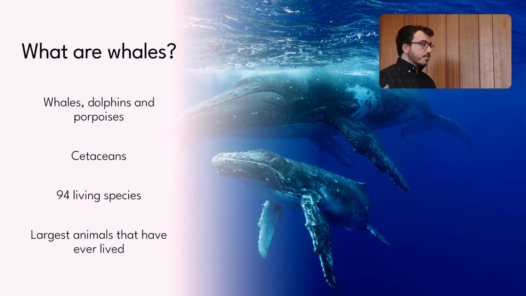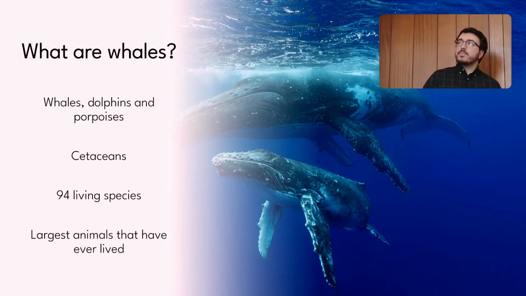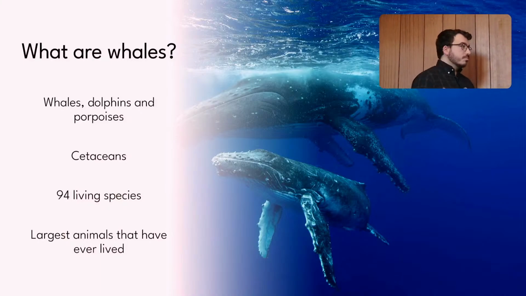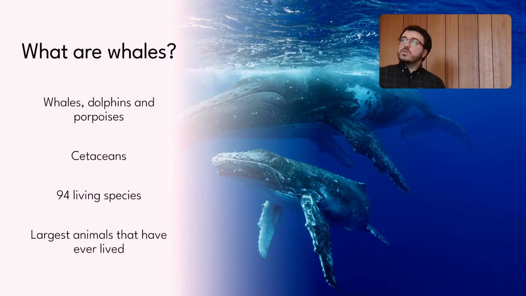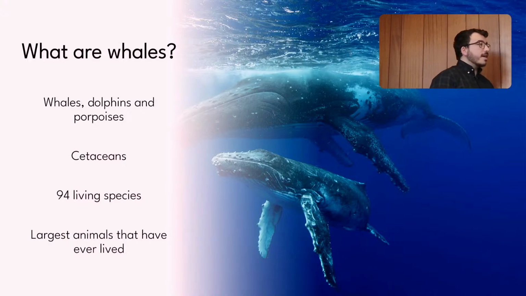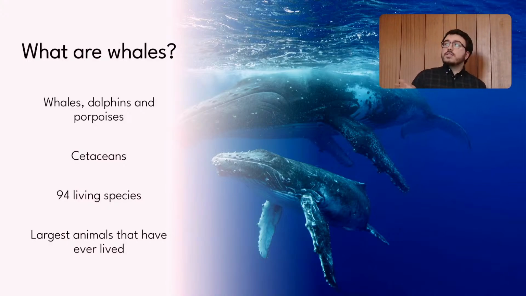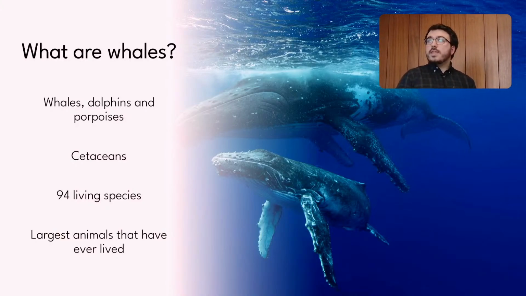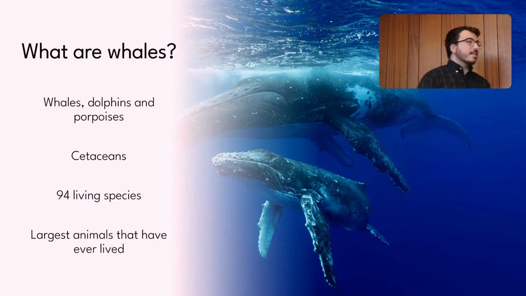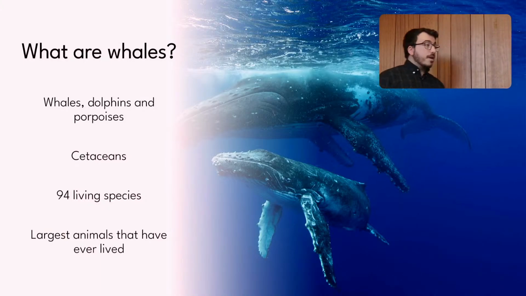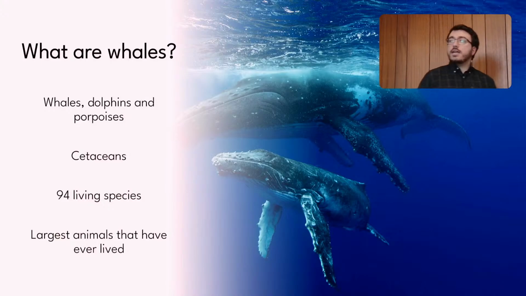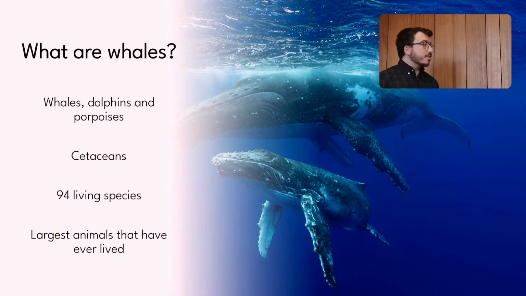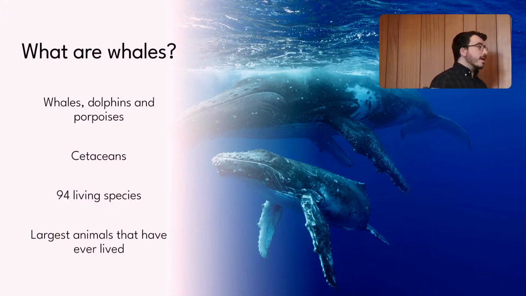So that entire group of all called whales. I might also use the word cetaceans as well, and that is technically the scientific word for whales. And then a couple of little facts there. There's 94 living species, and many more that are extinct, and they're the largest animals that have ever lived, even bigger than any of the dinosaurs.